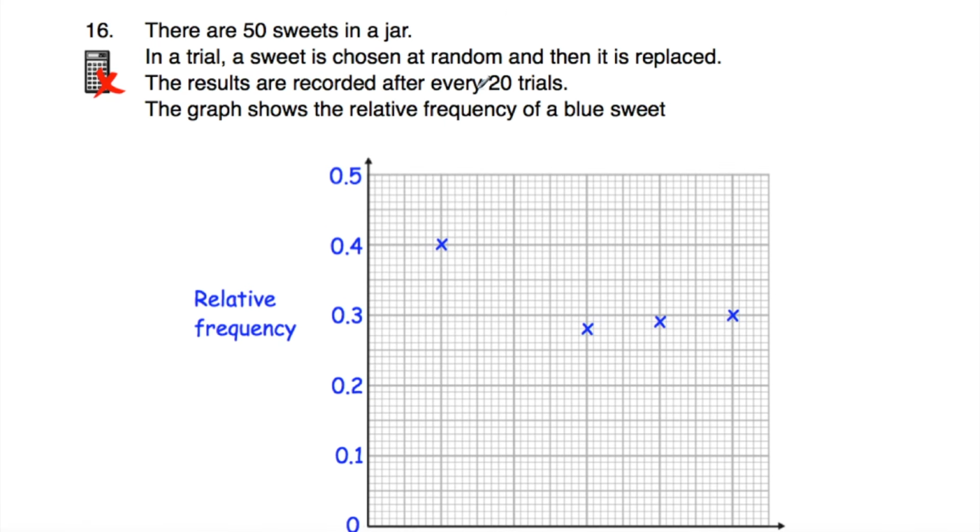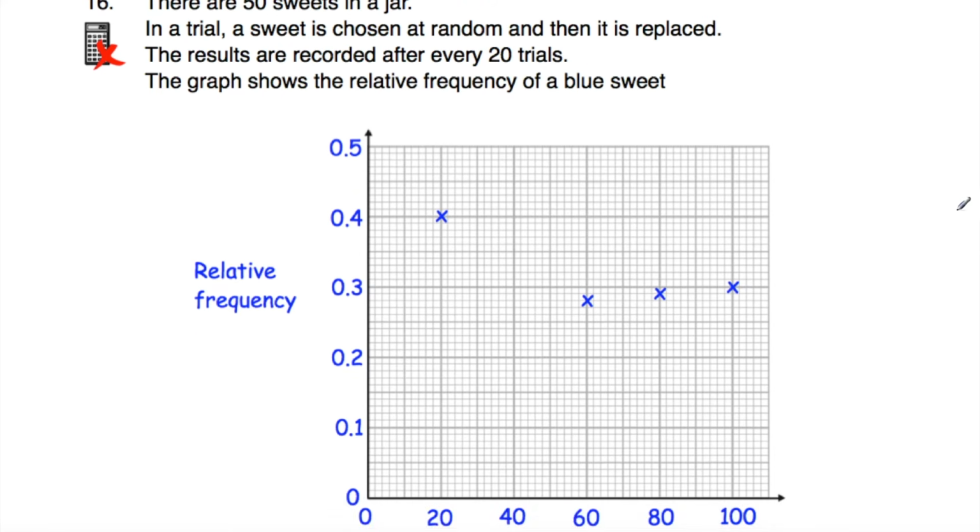So question number 16 says, there's 50 sweets in a jar, and in a trial, a sweet is chosen at random and then it's replaced. So they take a sweet out at random and then they put it back in again. And the results are recorded every 20 trials. So every 20 trials, the result is recorded. And the graph shows the relative frequency of a blue sweet. So we've got here 20 trials, then 40, 80, and 100. 40 seems to be missing here.